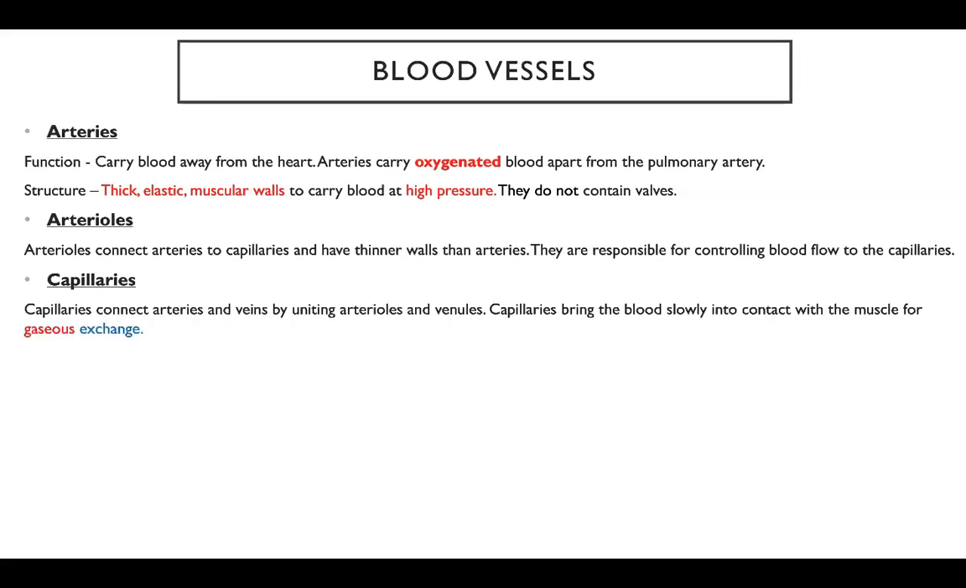Capillaries, okay, so capillaries connect arteries and veins together by uniting arterioles and venules. Capillaries bring blood slowly into contact with the muscle for gaseous exchange. Structure of a capillary, really important. They are one cell thick. This is so that gases can exchange, i.e. oxygen and nutrients can go into the muscle, waste product can go out of the muscle into the blood.